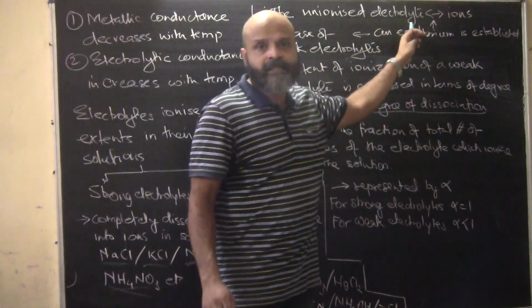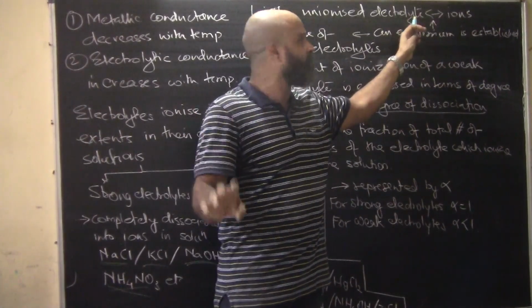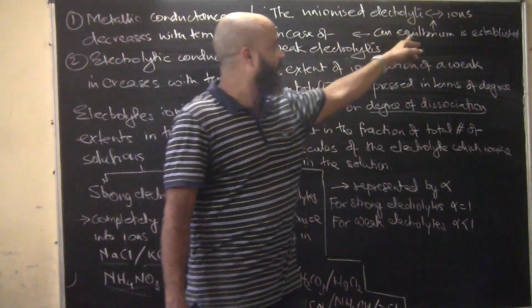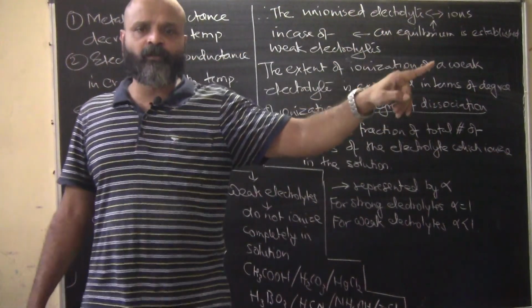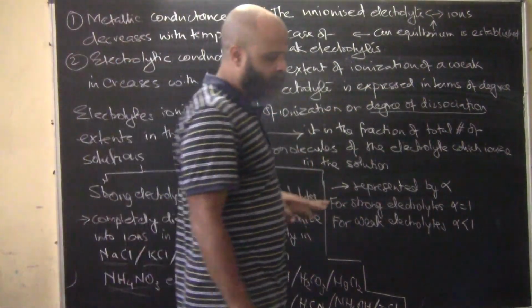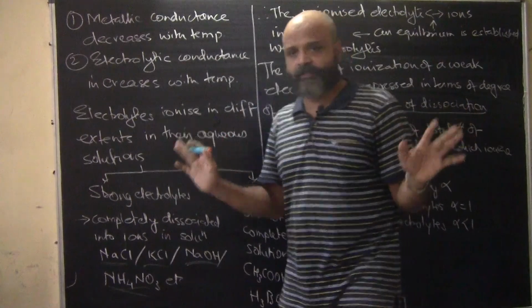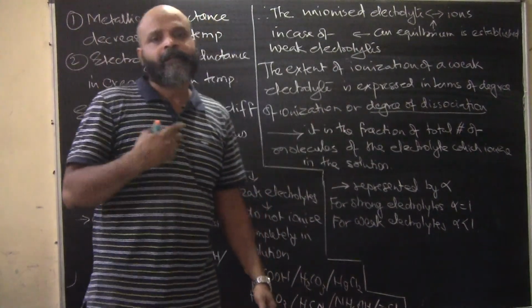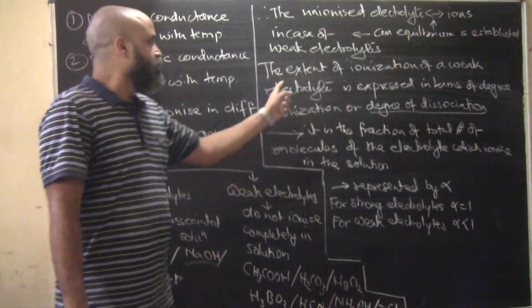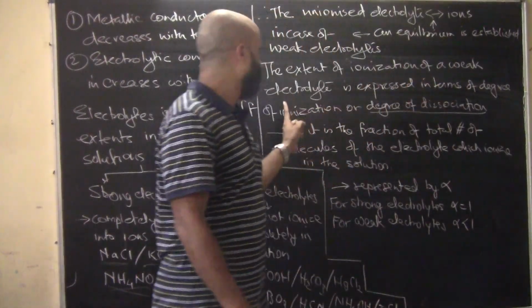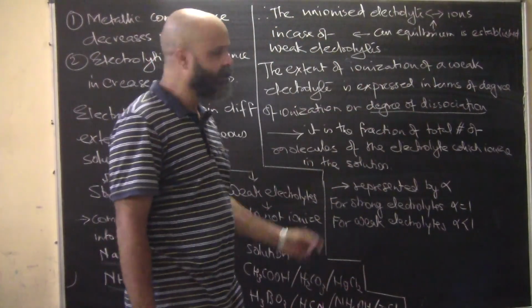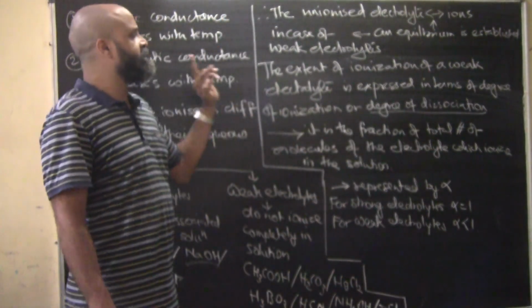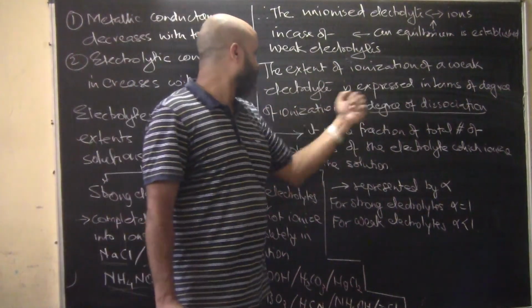So the unionized electrolyte, which means the original electrolyte which is not ionized yet, and the ions attain an equilibrium state in the case of weak electrolytes. In the case of strong electrolytes, it's always in the forward direction and the ions keep on forming till there is completely 100% dissociation. The extent of ionization of a weak electrolyte is expressed in terms of degree of ionization. We have already studied this in lower classes, but again, the extent of ionization of a weak electrolyte is expressed in terms of degree of ionization.